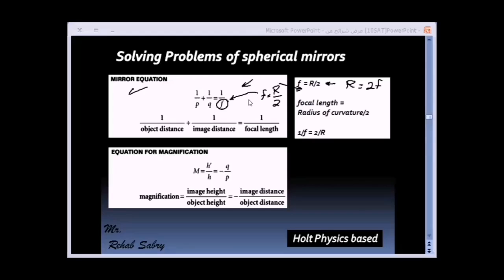Well, the second equation, or the third equation, let's say M equals H dash divided by H, and equals minus Q divided by P. Be careful. The first point to be said is that M equals one of two formulae: H dash divided by H, and I'll talk about H and H dash now, but negative Q divided by P. So the negative is added to the fraction Q divided by P, not to the fraction H dash divided by H. This is a very important point.